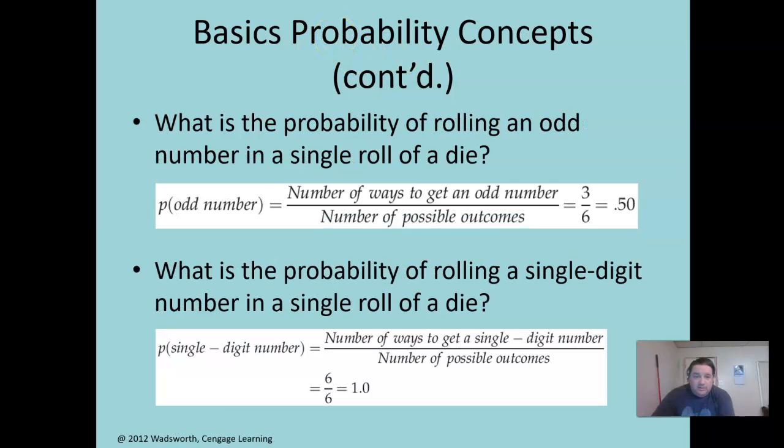What is the probability of rolling an odd number in a single roll of a die? So there are 3 ways to get an odd, 1, 3, and 5, and there are 6 outcomes, so a 50% chance. What's the probability of rolling a single digit number in a single roll of a die? 100%, because 6 out of 6.